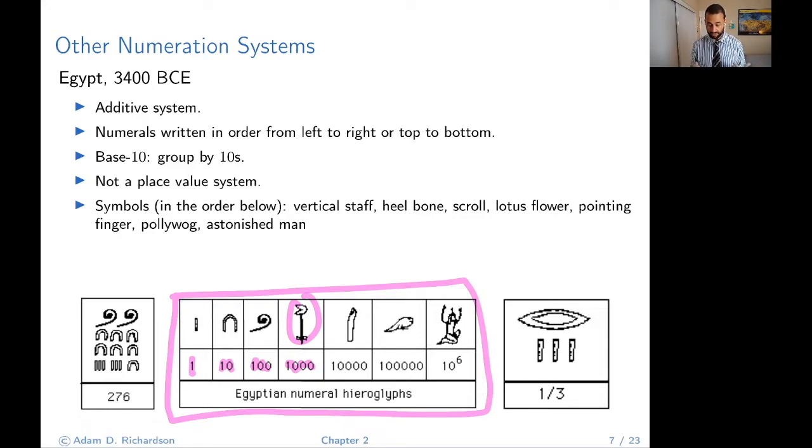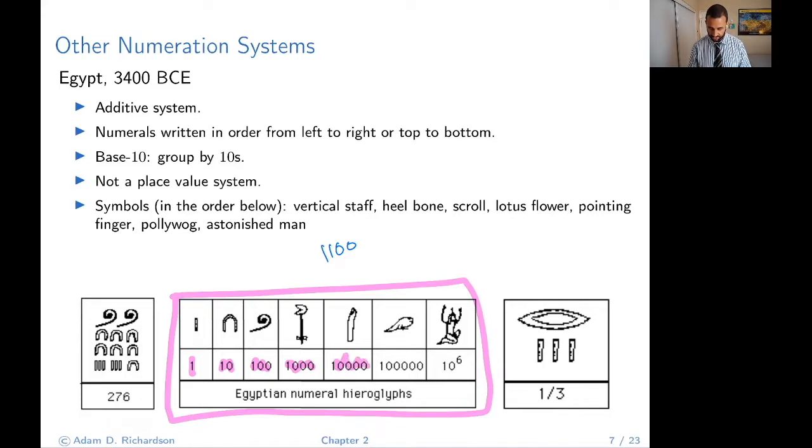If they wanted to write the number 1,100, they would draw a scroll and a lotus flower. And if those two things are near each other, it's additive, and so you add those two quantities up. Very familiar, right? That's what we do. And then so on and so on.